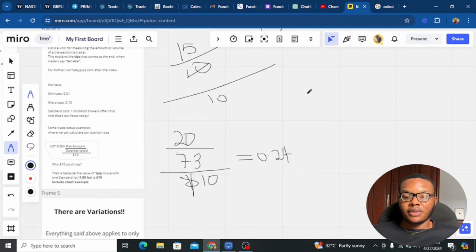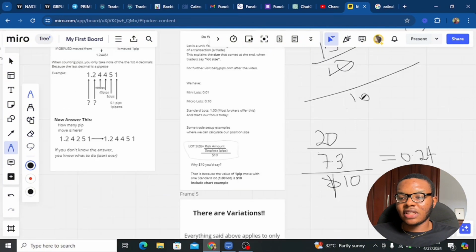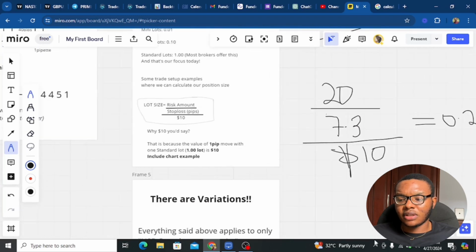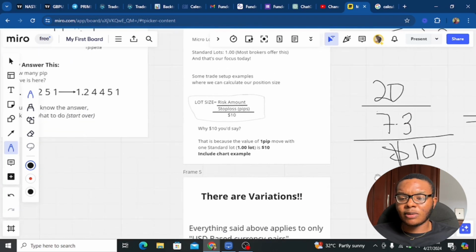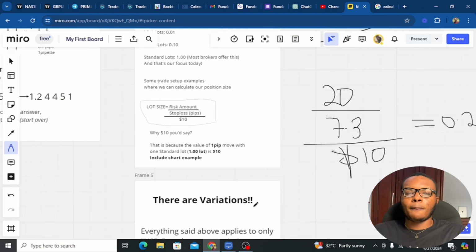Now there are variations to this, and there's no need to do a third example because it's quite simple and straightforward. You probably ask me why $10. This is because $10 is the amount of one pip move if you're trading with one lot size. Let me give you an instance now.